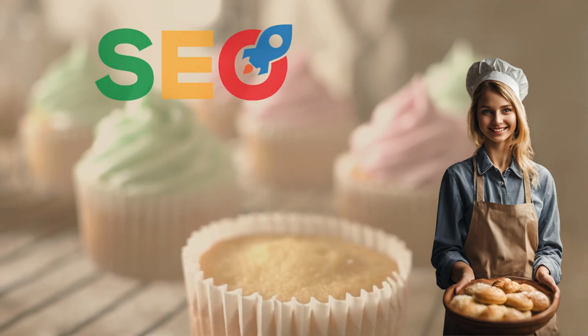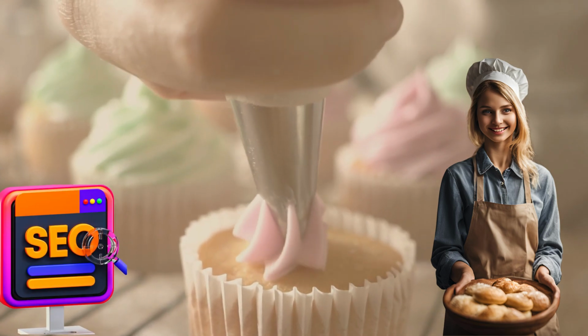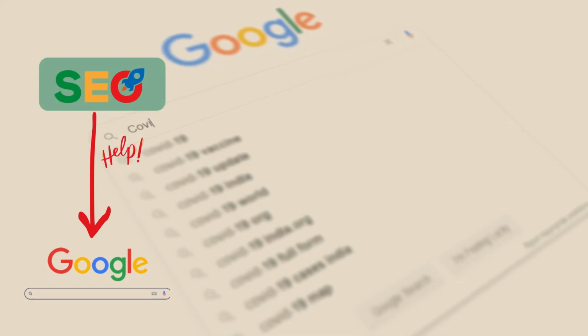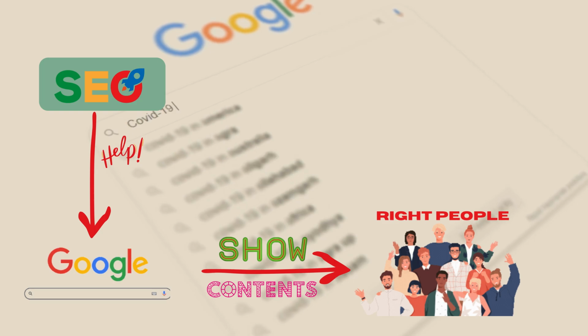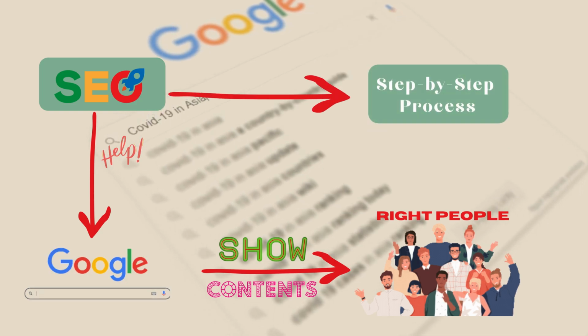SEO is like a treasure map. Zoe's blog is a treasure, but without SEO, people couldn't find it. SEO helps Google and other search engines show your content to the right people. Zoe learned that SEO is a step-by-step process. Let's see how she did it.